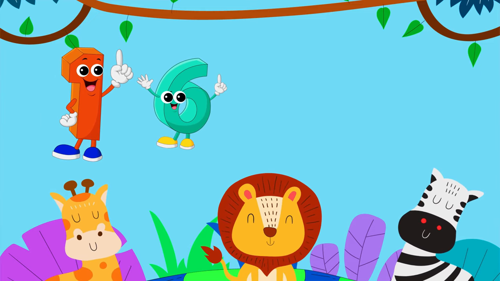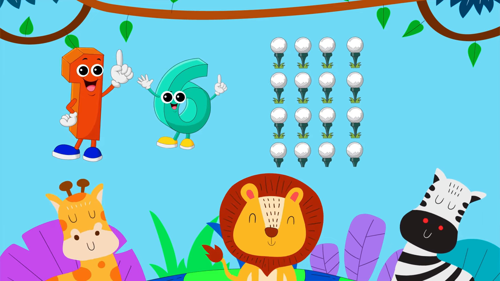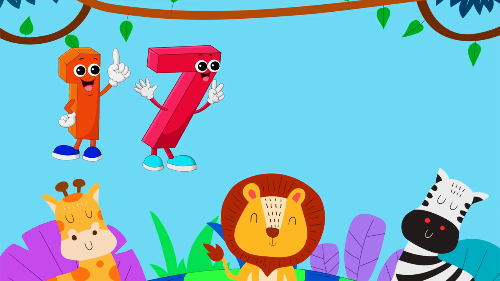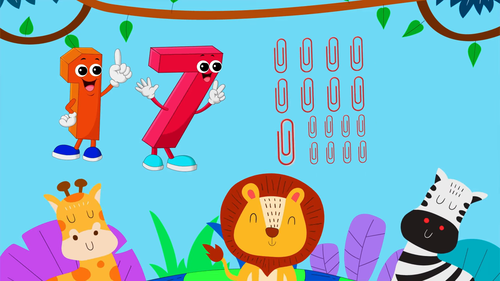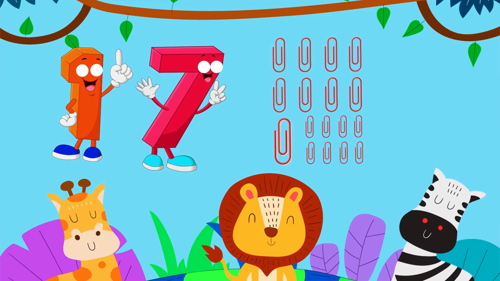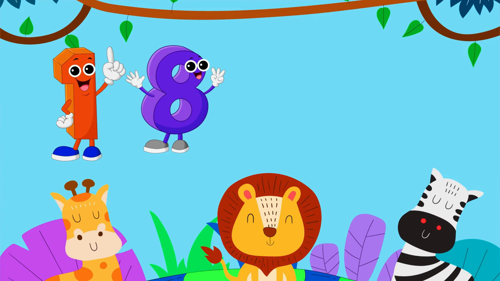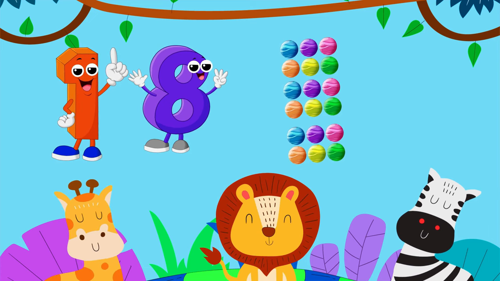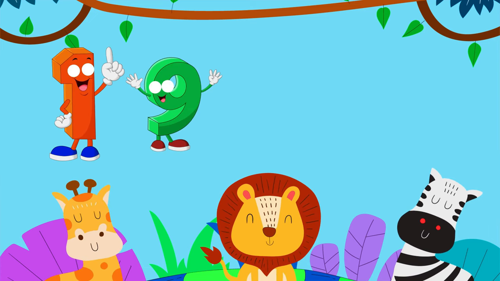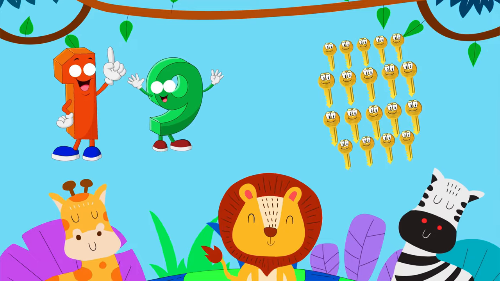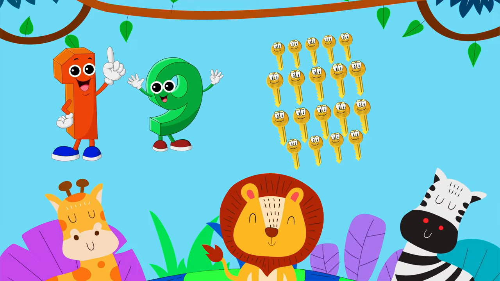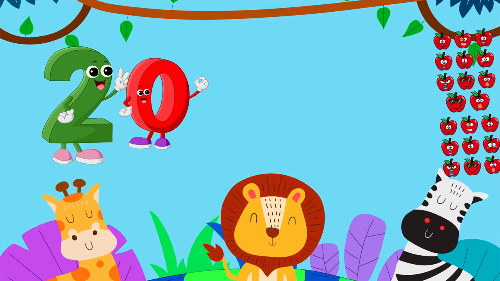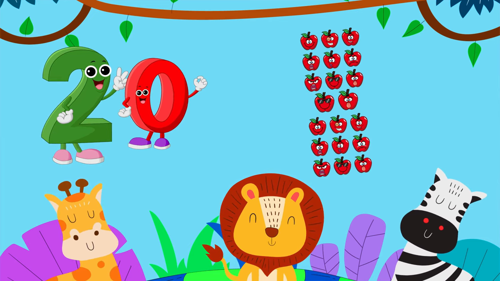16 golf balls. 17 paper clips. 18 marbles. 19 keys. 20 apples.